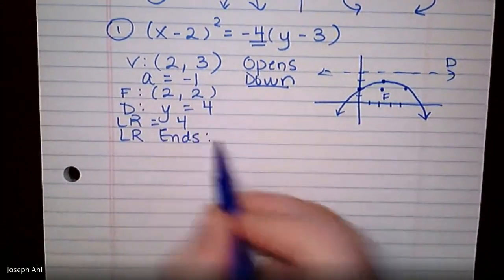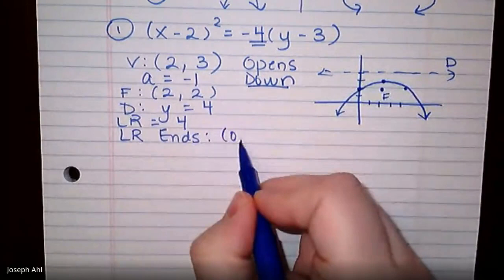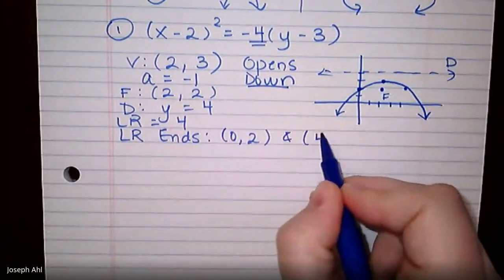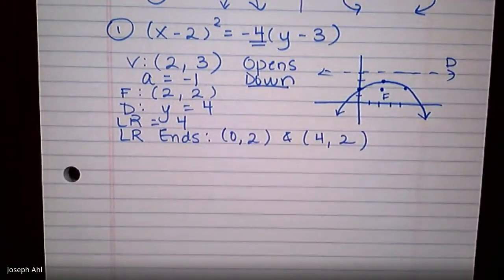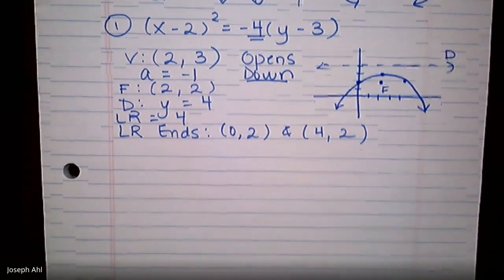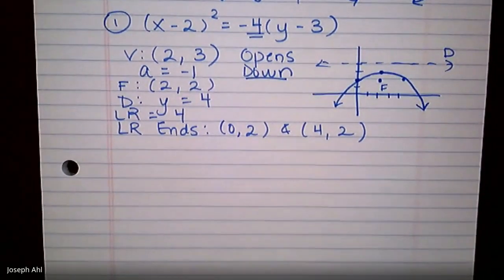So the ends of the LR would be the point (0, 2) and also the point (4, 2). And that's a complete sketch now. So nothing too crazy in terms of finding all the critical info, right? It's the same idea as if the vertex is at the origin. It's just not as many zeros in our coordinates anymore.